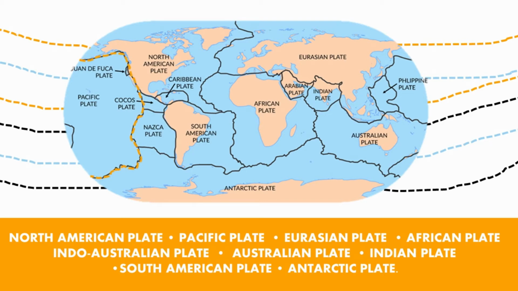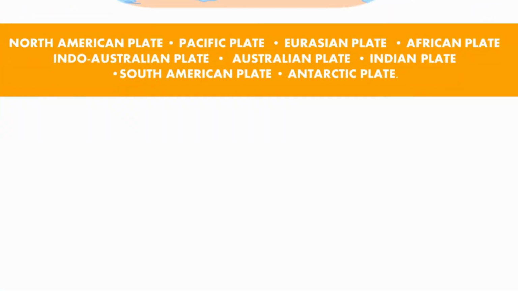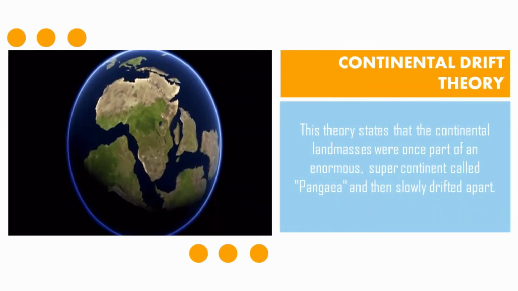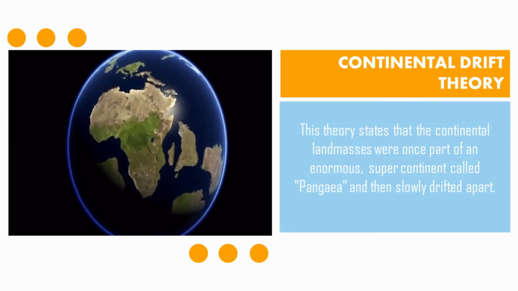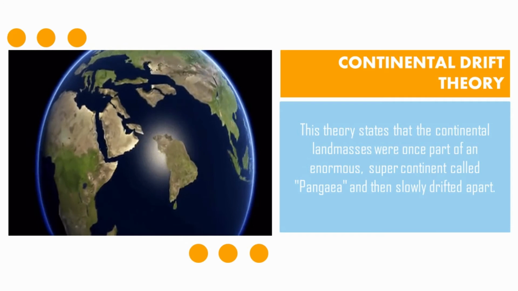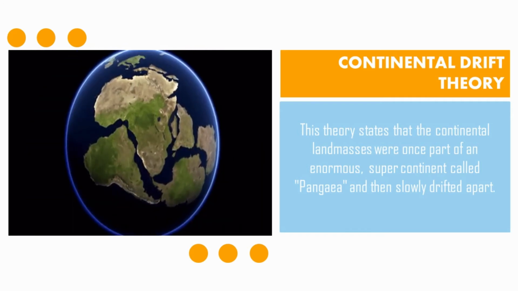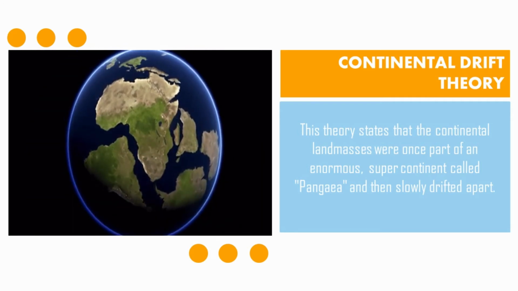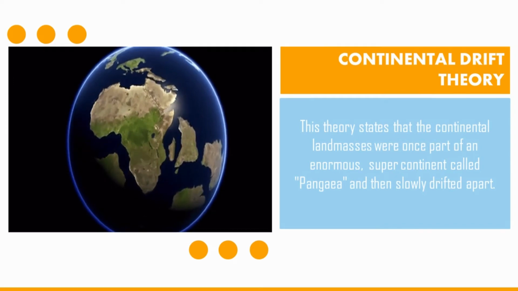The next theory that we are going to discuss is the widely known continental drift theory. This theory states that the continental land masses were once part of an enormous supercontinent called Pangaea and then slowly drifted apart. Here are the following evidences that support this theory.